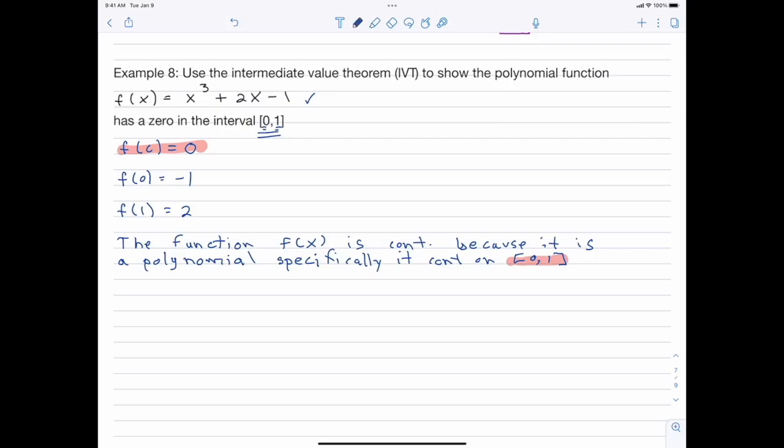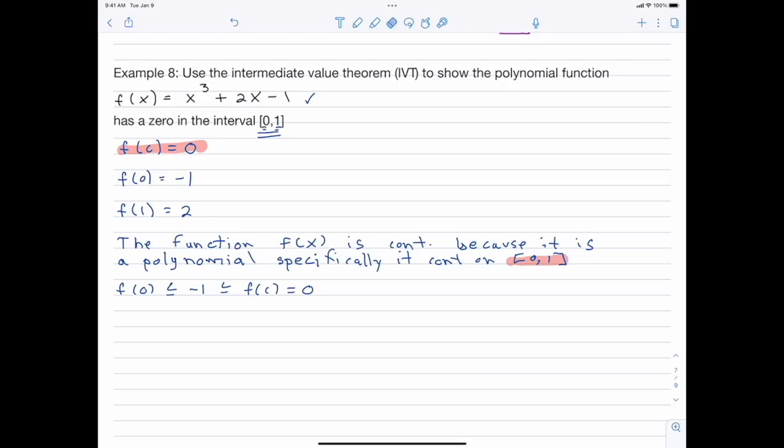Next, the next thing we have to do is establish that f of c is between f of a and f of b. So then I'm going to say f of 0 is less than or equal to f of c.